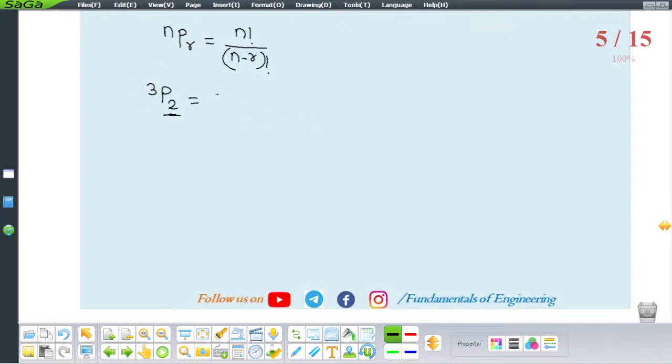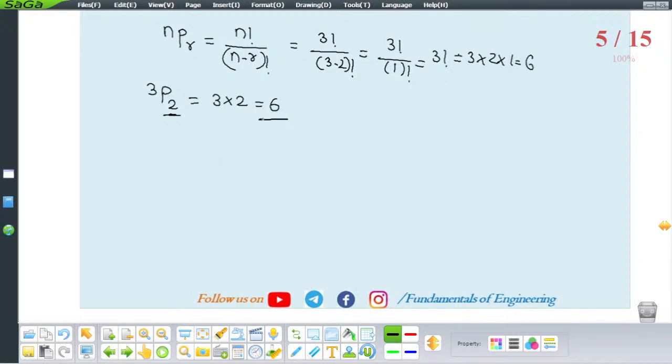Here we have 2 and 3. So 3 you have to arrange in a reverse order. You have to minus 1 and arrange this in reverse order. 3 into 2, that is 6. We have already seen 3P2 with the formula 3 factorial upon 3 minus 2 factorial, that is 3 factorial upon 1 factorial. The value is 1. 3 factorial is 3 into 2 into 1, that is 6. So you can get it here.